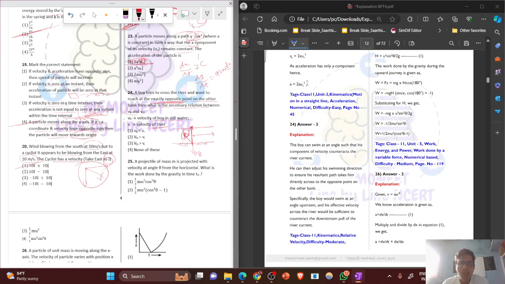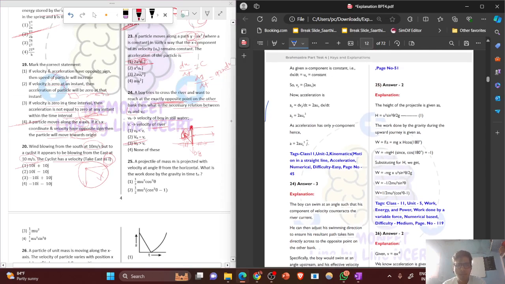Okay, to just reach this point, you need to understand that the velocity should be a little bit greater, so that this component just cancels out and only this component will remain. If the velocity is just equal, then this component will not get cancelled out and the boy will not reach exactly opposite. This is the explanation. So the third option is the correct answer. You can also read the explanation from here.